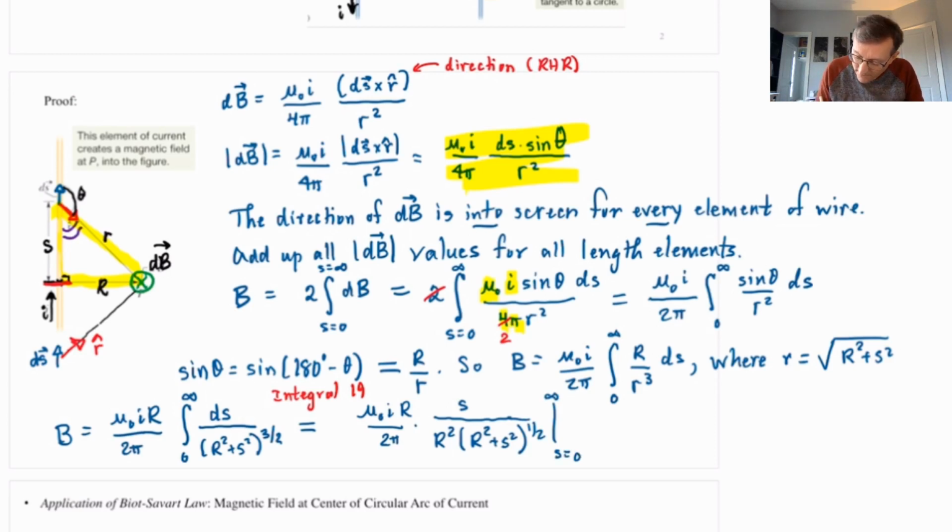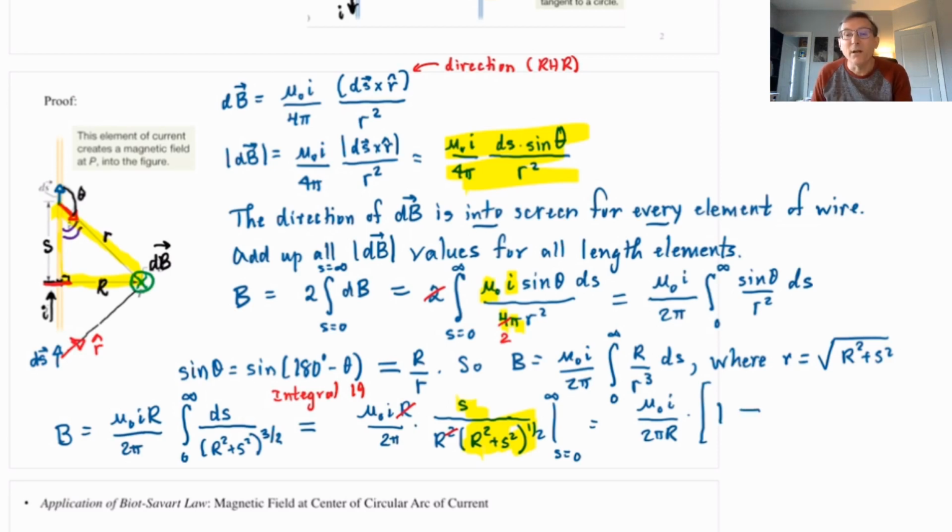Okay, note one factor of big R upstairs cancels one factor of big R downstairs. So now I have mu 0 I over 2 pi R. Now I'm putting in the limits for what is left, which is this stuff. And the limits are s values. First limit is s going to infinity. Those always have to be done carefully. But that means in the denominator, R squared plus s squared to the 1/2, as s goes to infinity, just becomes s. Drop the R squared, and the square root of s squared is s. And s over s is 1, right? So the upper limit gives 1.